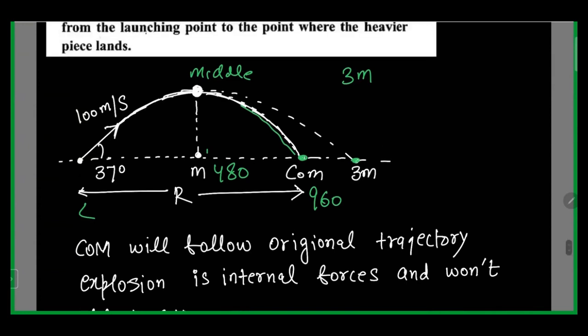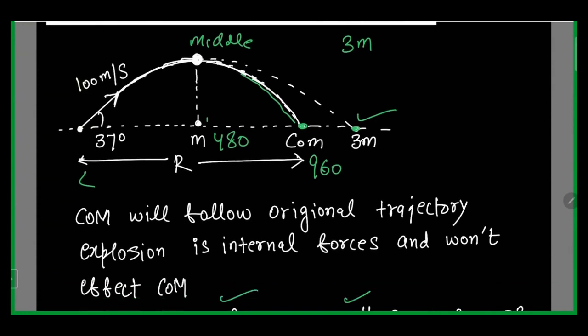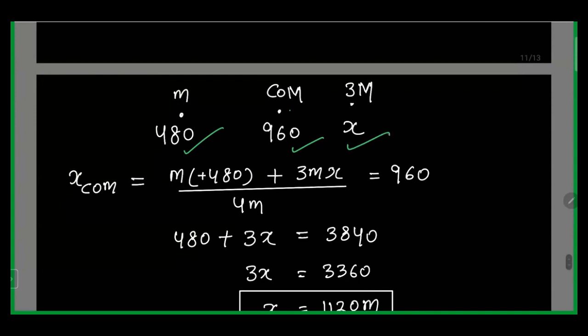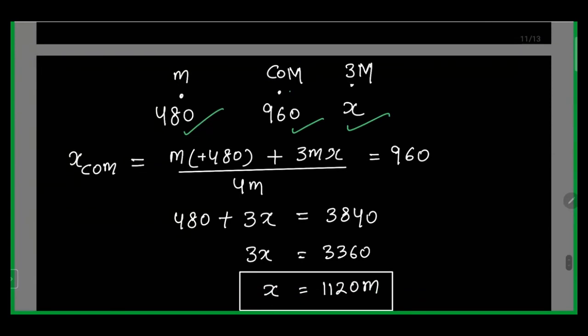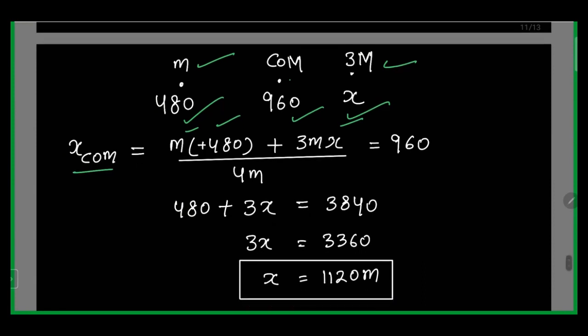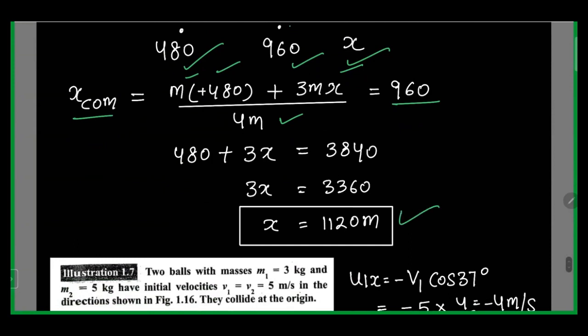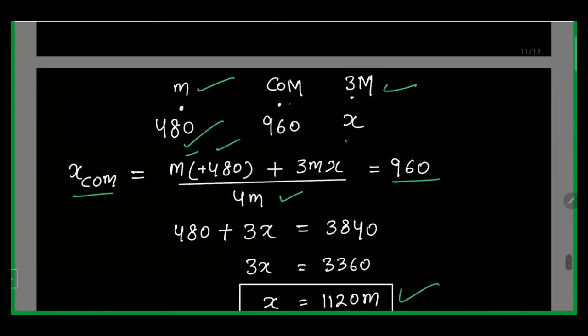Now the question asked is, what is the position of the bigger mass? Let's make a simple diagram. Your center of mass is at 960, your small mass is at 480, and your bigger mass is at x. We want to find this x. What is the formula for x center of mass? It is m into 480 plus 3m into x, divided by the total mass, which is 3m plus m, which is 4m. The center of mass given is 960. With simple mathematics, you find x is 120 meters. It means your bigger mass is at 120.